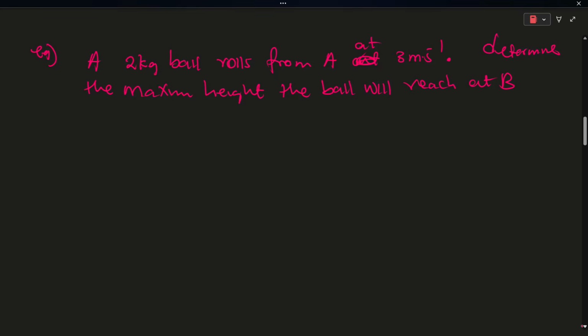Let me show you what is happening. We are having a flow like this and then it goes up like this. This is what is happening. This is point A. That is the ball, which is 2 kg. It is rolling at 3 meters per second. And then it comes here and reaches the maximum height. This is B. It's the maximum height at B. So we want to know, as this ball was coming from this side moving, where will it reach?